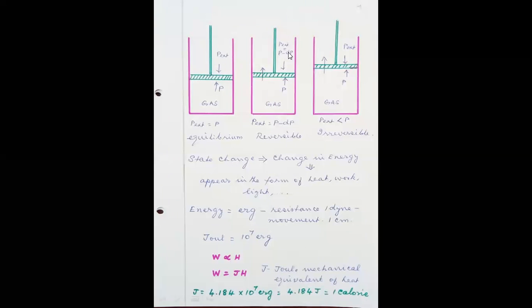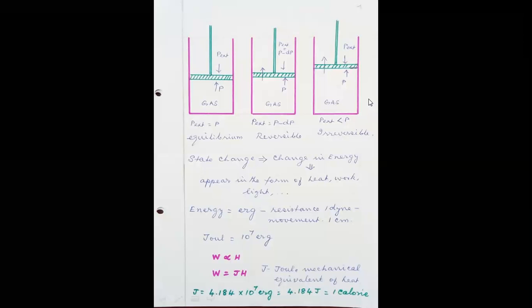Suppose I am reducing the external pressure by a small quantity dP. So dP is an infinitesimally small quantity. What is an infinitesimally small quantity? Suppose I take the internal pressure P to be 1 atmosphere. That is, the pressure inside the cylinder is 1 atmosphere, and the pressure outside the cylinder, let it be 0.99999 atmosphere. So what is the difference between the internal pressure and the external pressure?